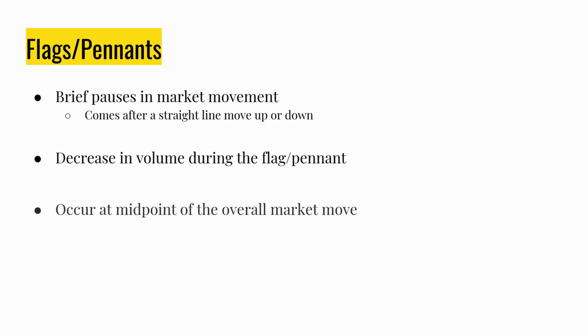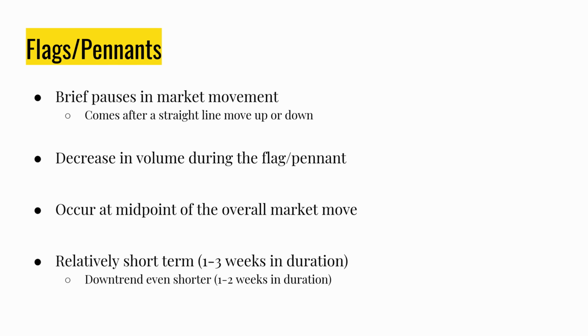After the flag and pennant, there should also be an increase in volume, so that volume can confirm the breakout. Next, they usually occur at the midpoint of the overall market move. This means that there should be another straight line move similar in length at the breakout point of the flag or pennant. The difference between a triangle and a flag or pennant is that the flag or pennant is usually shorter in length. So the flag or pennant will last only a couple of weeks while a triangle may last months. Finally, a flag or pennant that is formed in a downtrend is usually shorter in length than a flag or pennant formed in an uptrend.